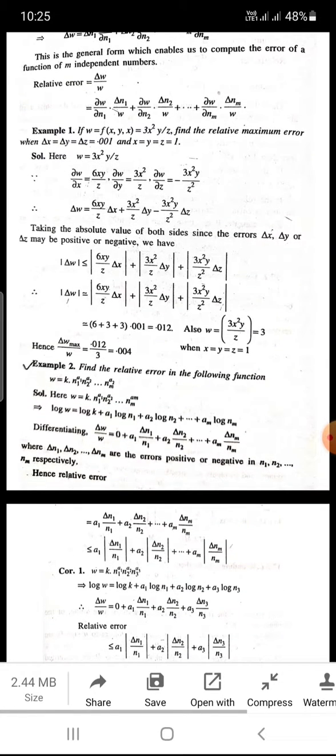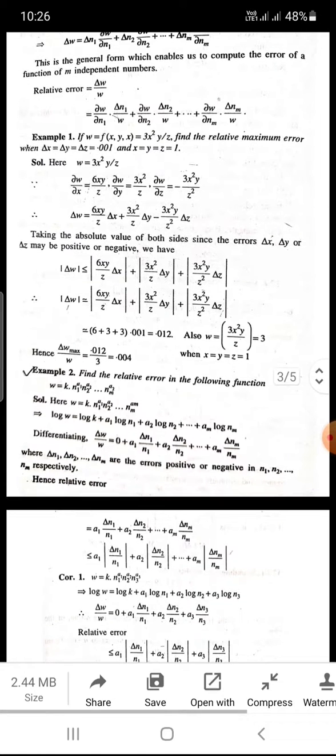if w is equal to f of x, y, z, which is equal to 3x square y upon z, find the relative maximum error when delta x is equal to delta y is equal to delta z is equal to 0.001 and x is equal to y is equal to z is equal to 1. So here we have been given w is equal to 3x square y upon z. So we can say that del w upon del x is equal to 6xy upon z, del w upon del y is equal to 3x square upon z, and del w upon del z is equal to minus 3x square y upon z square.